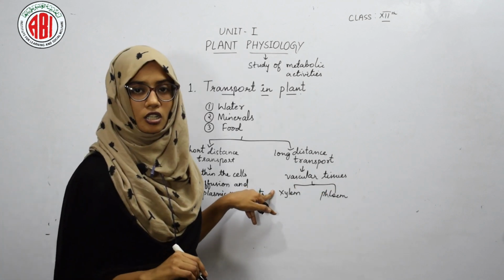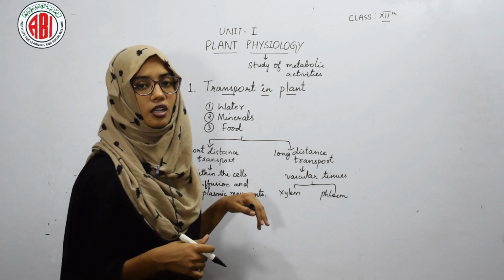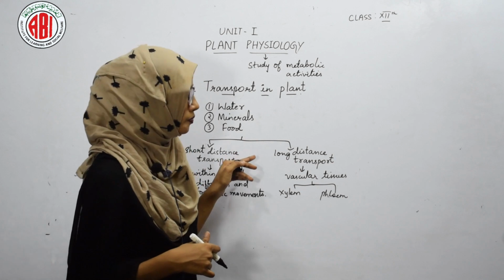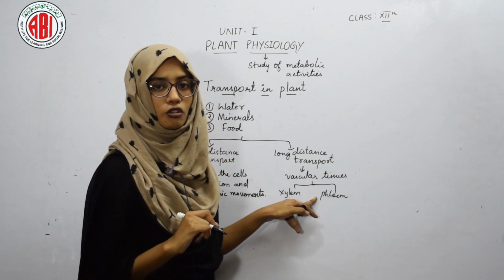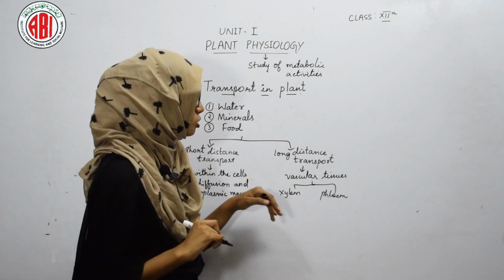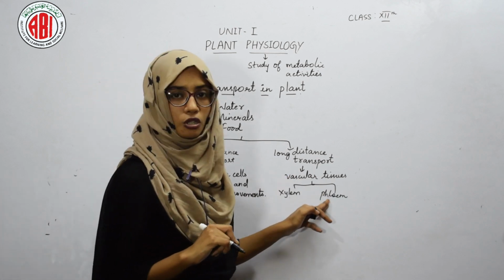Xylem are the vascular tissues or the conductive tissues which help in the conduction of water from the root hairs till the tip of the tree, and phloem are the conductive tissues which help in the conduction of food material which is prepared by the leaves during photosynthesis. So in this way, xylem is used for the conduction of water and phloem is used for the conduction of food material.